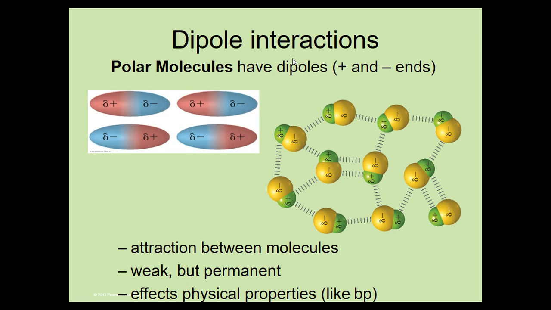Next, we have dipole interactions, and this is for polar molecules. Polar molecules have a positive end and a negative end, and opposites attract each other, kind of like a magnet. It's kind of an intermediate, medium force. It's a permanent force, so it's not like sometimes it's here and sometimes it's not. And this affects physical properties like boiling point, melting point, things like that.